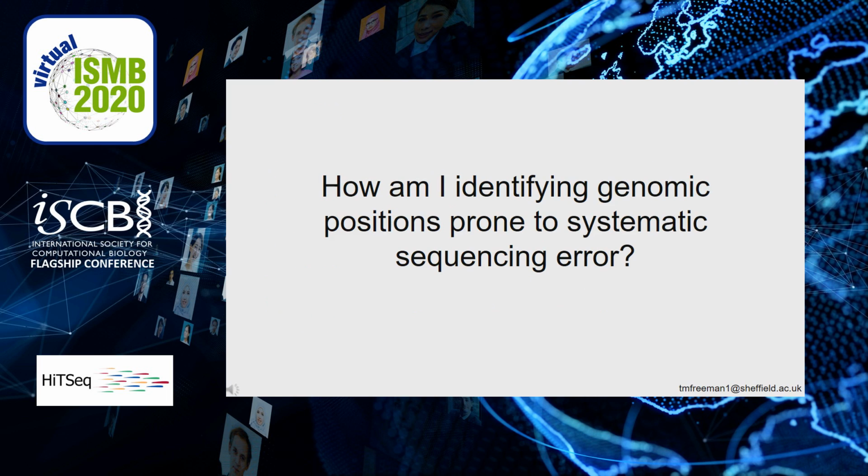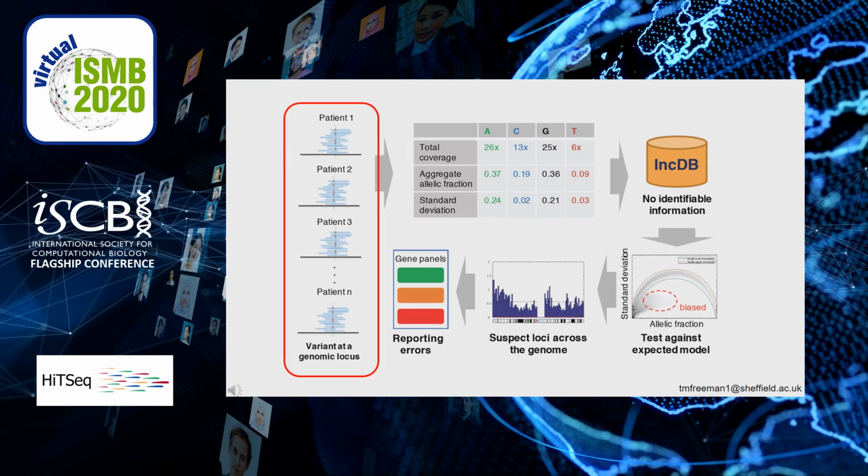So how exactly does this method work to identify suspect loci across the genome? First of all, I needed to take genomes from large cohorts of patients, in my case ranging from 150 to 215 patients, sequenced using the same pipeline. For each of these patients, I looked at which allele every read provided evidence for at every position across the genome, and I computed the relative allelic fractions. I used these as the input to obtain the aggregate allelic fraction values and the standard deviations across all of the patients. Together, these were saved in a data structure we have termed an incremental database, or INCDB for short, which removed any confidential patient information.